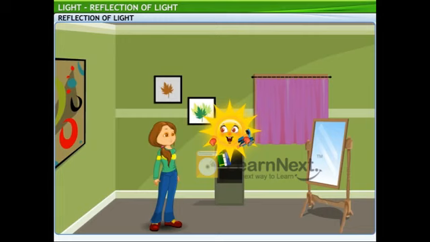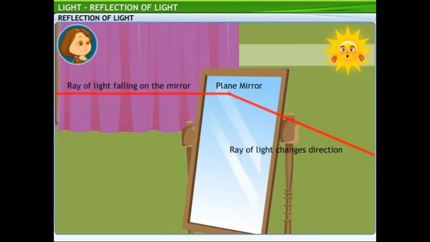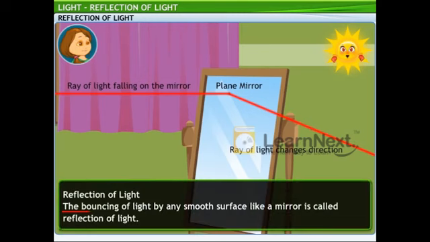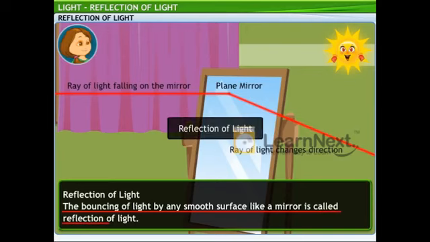Just like the beam of light incident on the mirror of the dressing table, let's direct the red beam of light from your brother's toy gun to incident on the mirror. Do you see what happens to the beam? Oh, yes. It changed direction, just like the beam I noticed earlier. This happens because light incident on any smooth surface, like a mirror, bounces back into the same medium. This bouncing of light by any smooth surface, like a mirror, is called reflection of light.